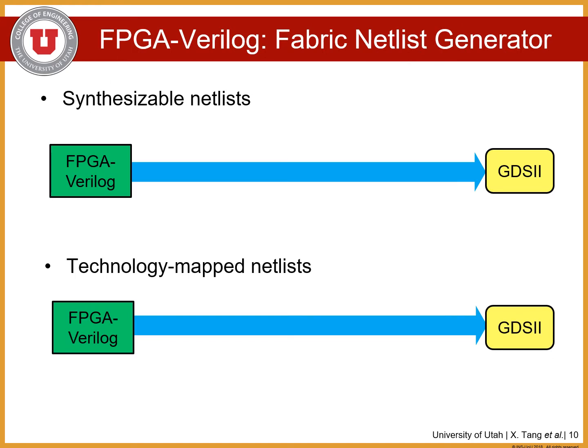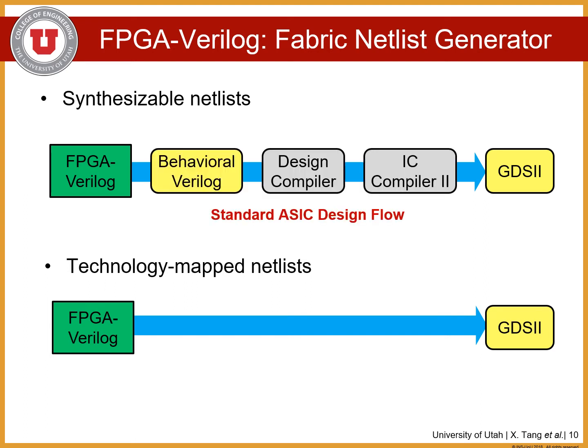Let me look into the tools integrated in the OpenFPGA framework. For example, FPGA-Verilog is designed to output fabric netlists. FPGA-Verilog can output two types of netlists. One is so-called synthesizable netlists, where FPGA-Verilog outputs a behavioral description for the full FPGA fabric, and you can call a standard ASIC design flow. For example, you can use Design Compiler to synthesize the Verilog, and then use IC Compiler 2 to generate the design GDS2.